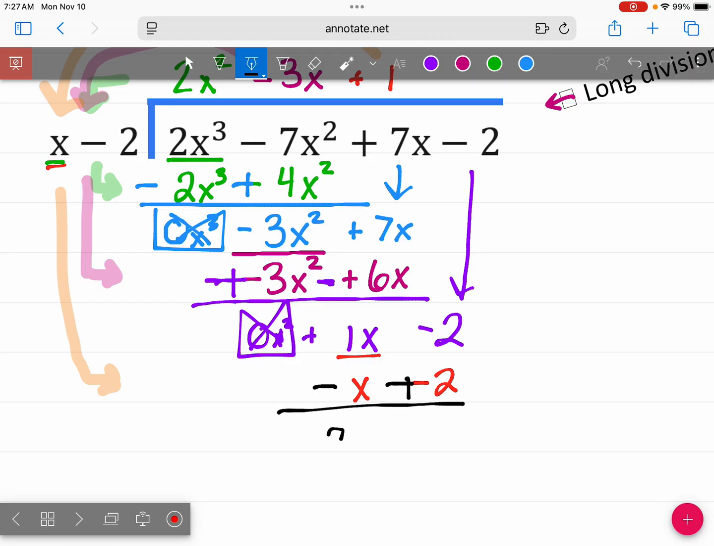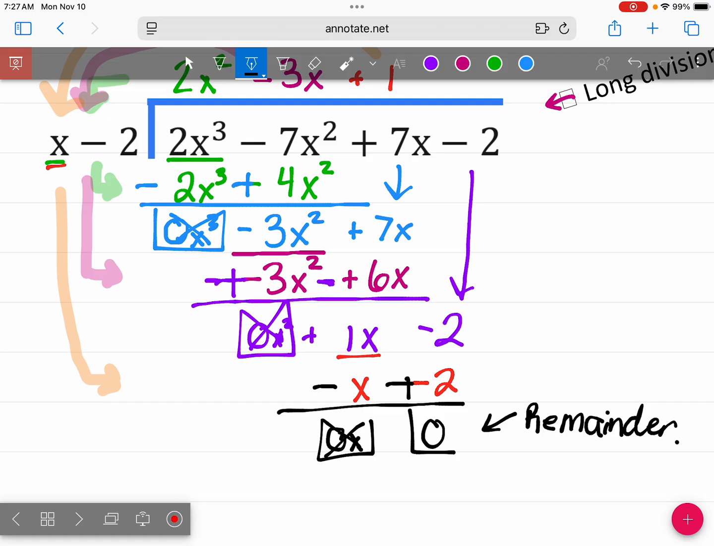1x minus 1x gives me 0 x's. Those cancel out. First term always should. Negative 2 plus 2 gives us 0, which means we have no remainder. Whatever this very last term is would be our remainder.